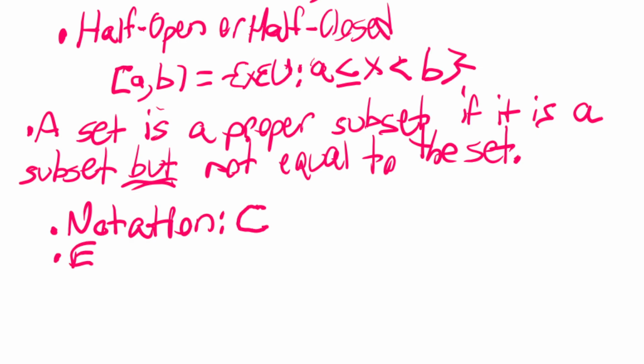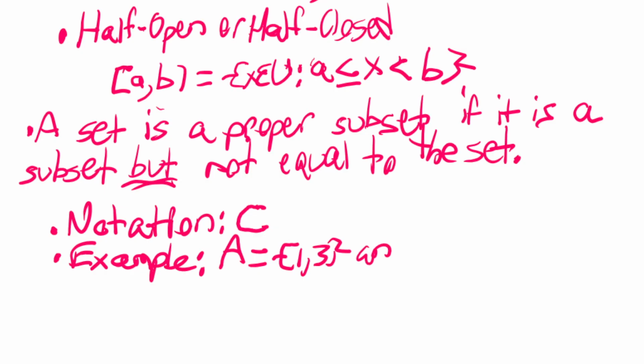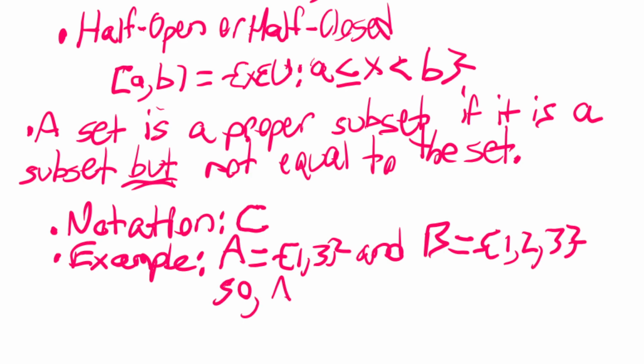So, an example. If we have the set A is 1 and 3, and set B is 1, 2, and 3, then A is a proper subset of B.